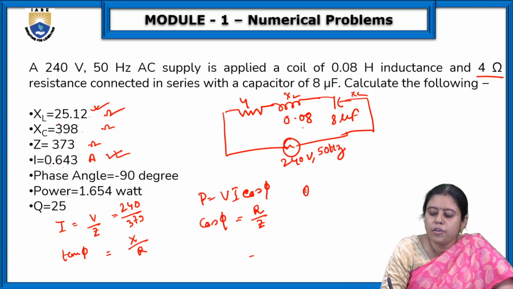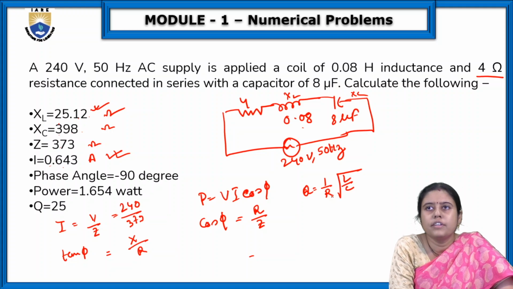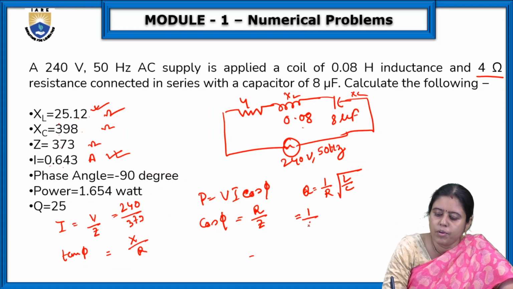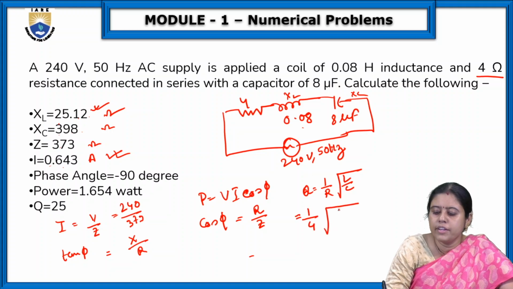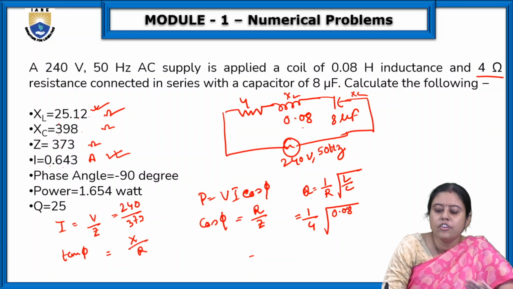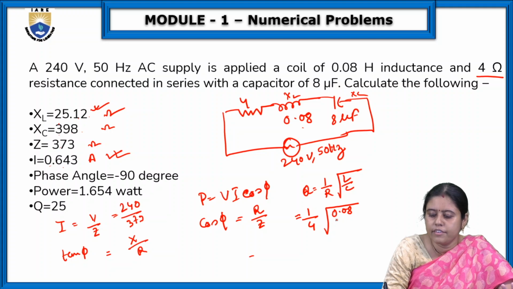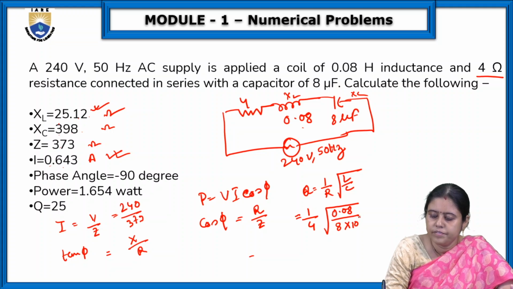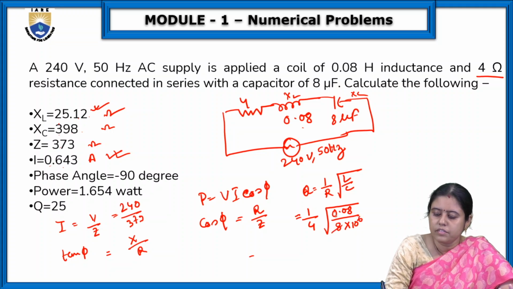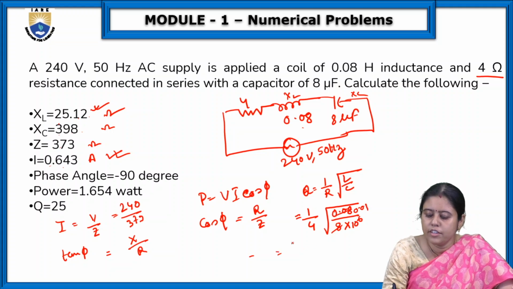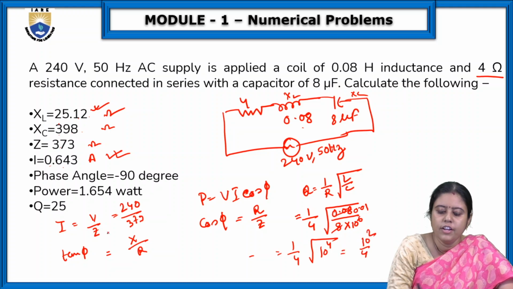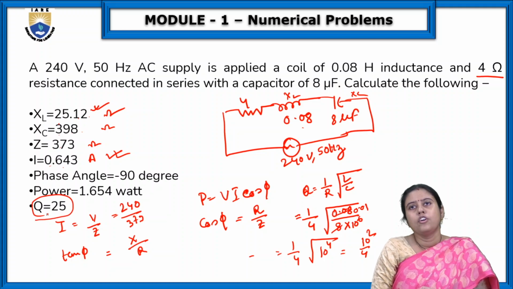What is Q? Q is equal to 1 by R of root of L by C. Don't write that XL by XC. This is L by C. So 1 by R means 1 by 4. L value is 0.08 Henry. Not micro, not milli. This is normal Henry. Divided by 8 microfarad. 0.01, so it is 1 by 4 into 10 to the power 4. 10 to the power 4 means 10 square by 4. So the Q value is coming 25.